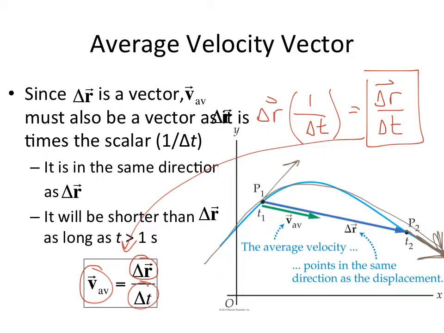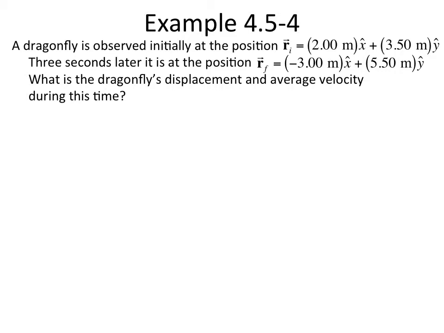That only makes sense. So this video segment is going to go up to example 4.54, which is the next one. We'll see how those two vectors are actually related. All right, so we've got a dragonfly right here, and it has an initial position right there, and a final position right here.